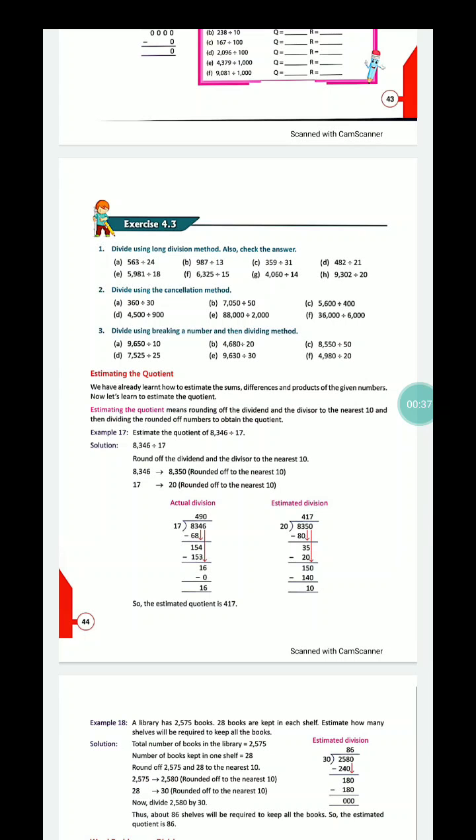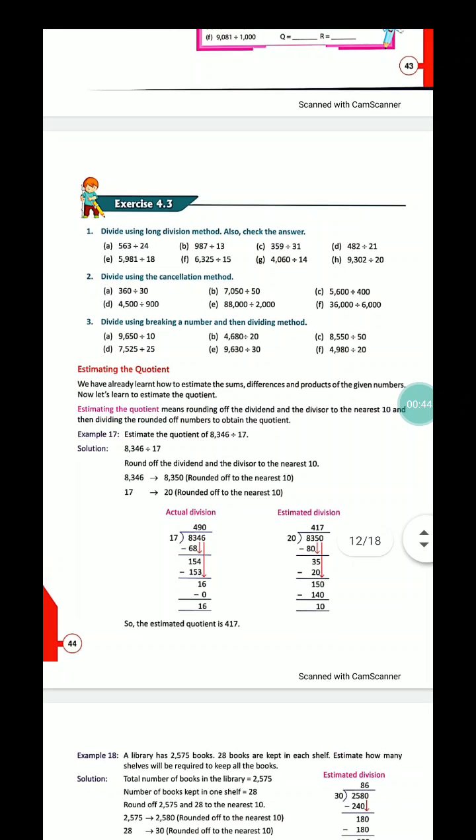In exercise number 4.3, question number 1 is divide using long division method. Also check the answers. And question number 2 is divide using the cancellation method. And question number 3 is divide using breaking a number and then dividing method. These three types of questions are there. So all these questions I have done for you so that it would be easy for you to understand the exercise. Let us start the exercise.